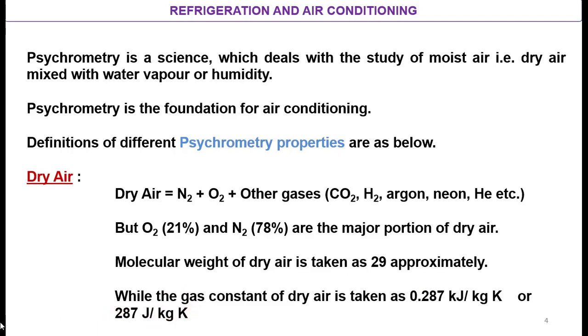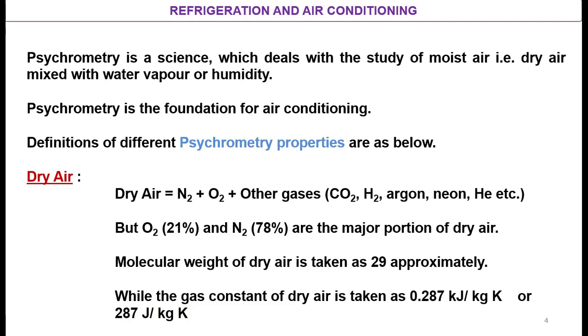So you have to remember this value, the value of the gas constant for the air. It may not be given all the time in the question paper. Okay, you may be asked to assume a suitable value, assume suitable data if required. So you should know what the value of the gas constant for the air is. It is always equal to 287 joule per kg Kelvin or 0.287 kilojoule per kg Kelvin.